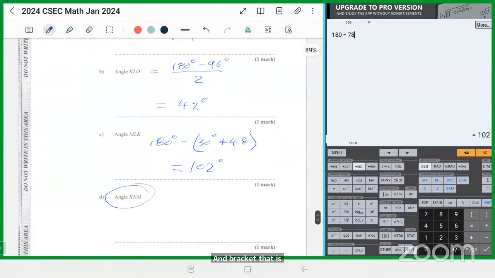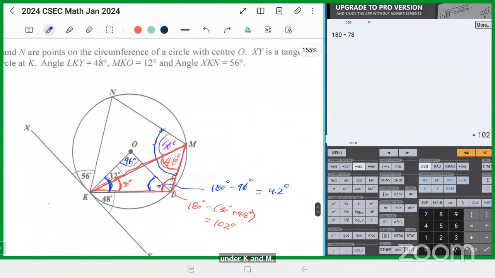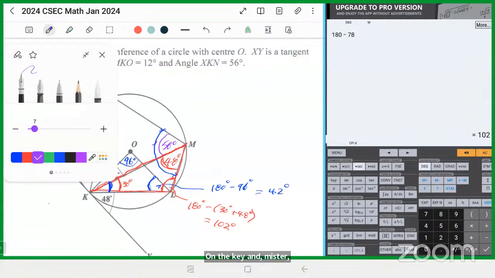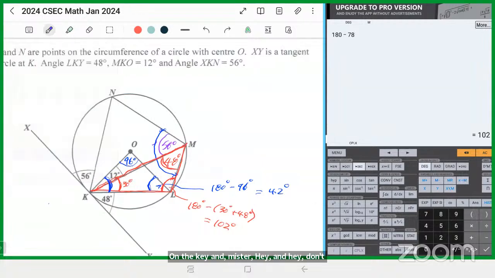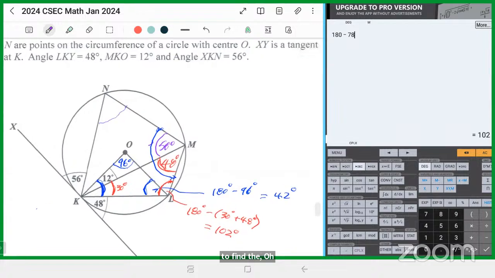All right, then I want angle KNM. Let's look at it now. KNM is this angle right here. Let's find a nice way to find this angle. Don't want this angle, right? Is it 56? No, that's not 56. Let me show you a nice way to find this angle.